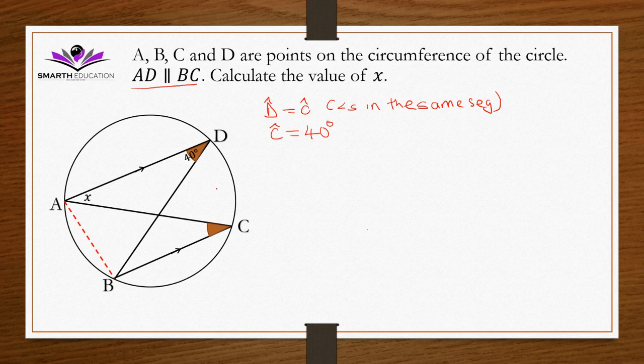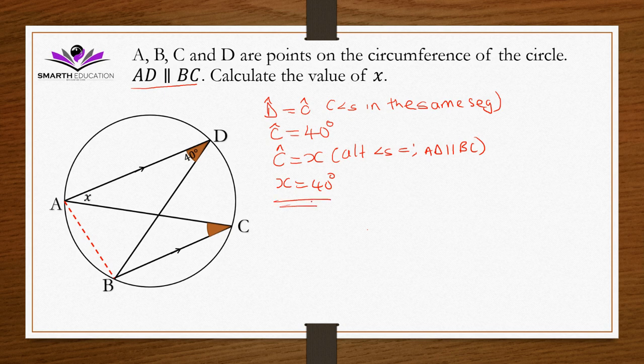Okay, right. If we check here, we have angle X and angle C. Are they equal? Angle C is equal to angle X. Why? These are alternate angles. You see like a Z is formed there. Alternate angles are equal since AD is parallel to BC. Okay, and then now we can say that X is equal to 40 degrees.